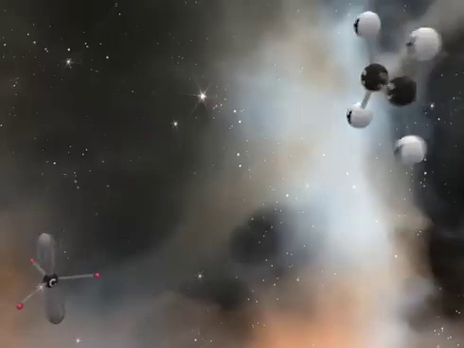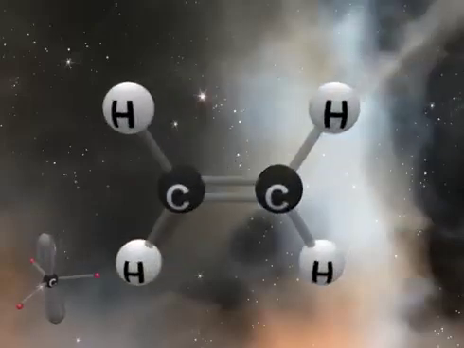A simple carbon compound that utilizes sp2 carbons is ethylene. From the 2-dimensional Lewis diagram, we see that each carbon forms 3 sigma bonds and 1 pi bond. Thus, both carbons are sp2 hybridized.